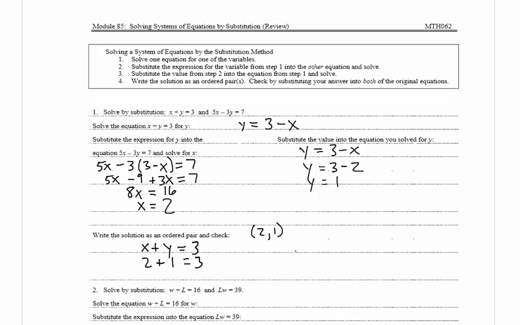And for the other equation, we have 5x minus 3y is equal to 7. So we have 5 times 2 minus 3 times 1 is equal to 7. 5 times 2 is 10, minus 3 times 1 is 3, and 10 minus 3 does equal 7. So our solution is (2, 1).